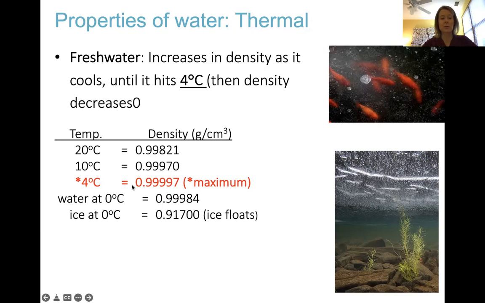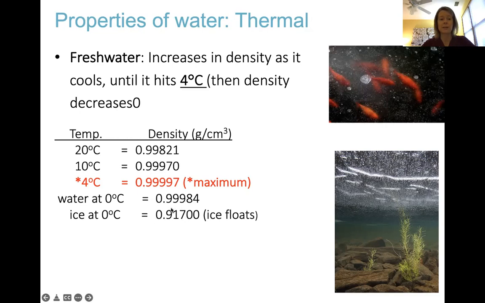This is the maximum density that water ever reaches. So this is the heaviest water. 4 degrees Celsius water is really heavy. It's going to fall below any water that is cooler than it, or warmer than it is. At 0 degrees Celsius, that density goes back down, 0.9984. Obviously not much of a difference, but this is what drives a lot of the deep ocean circulation.